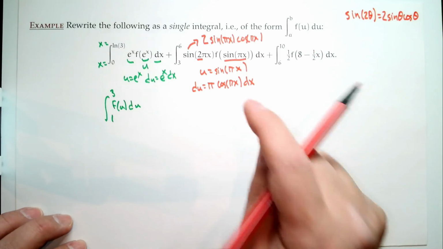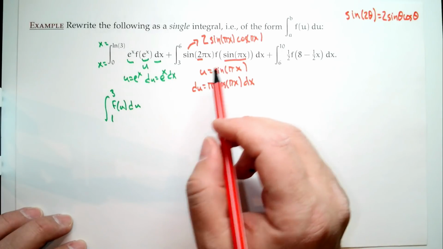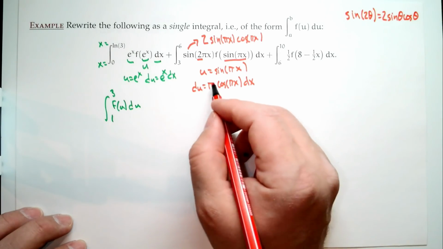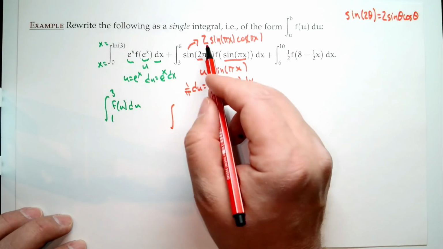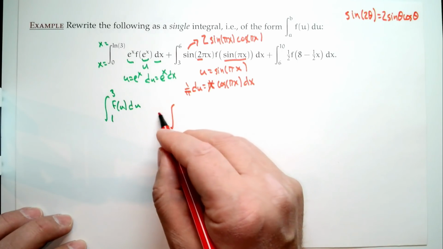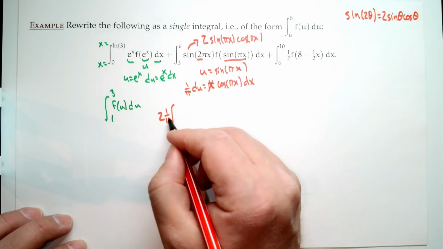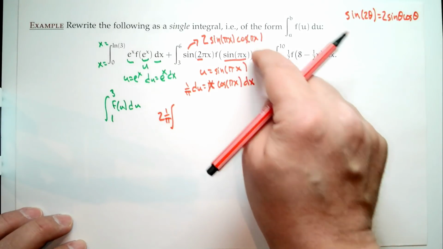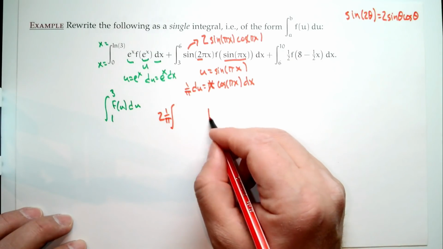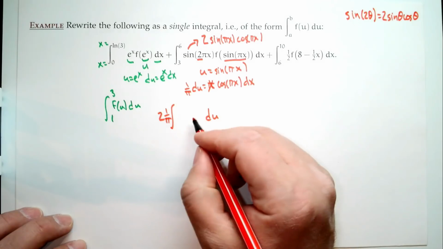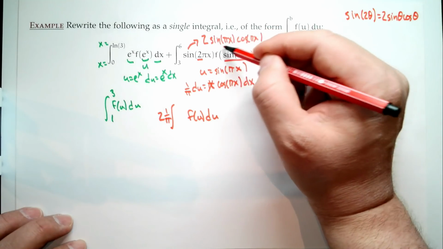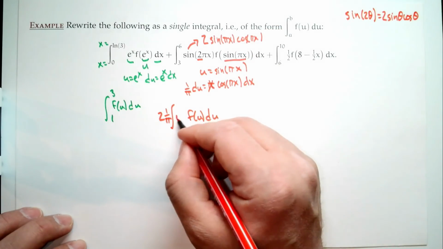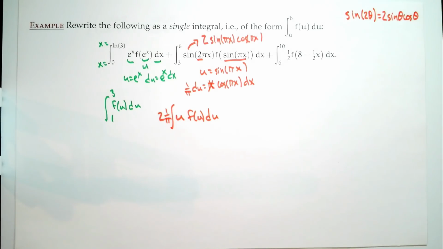All right, so let's see what we have. Well, we're going to have a lot of stuff. Let me move that 1 over pi across. So we're going to have the integral, we have that 2 there, we have a 1 over pi, cosine pi x dx. Well, we'll grab those terms, so that now we have our du. F of sine pi x becomes f of u. But we still haven't accounted for our sine of pi x. So that's going to become a u. So that's what we're going to get: 2 over pi integral of u, f of u, du.